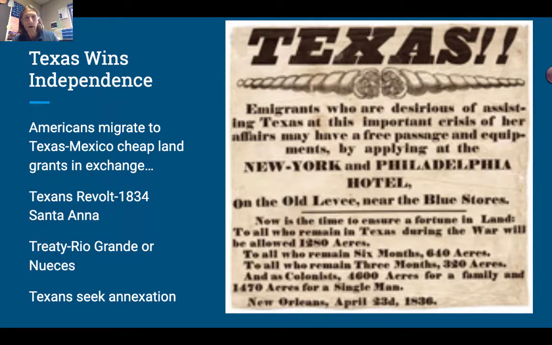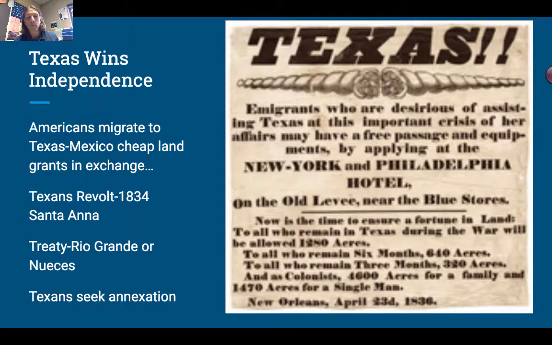Pretty soon, Americans are going to outnumber the Mexicans that live in Texas. And they're refusing to kind of go along with their agreement. They take the cheap land grants, but they really don't do any of the other things. What is eventually going to happen is Santa Anna is going to take over Mexico, and he is going to want to force them to live up to their agreements. Texans don't like it. They revolt in 1834, and then you have this war for Texan independence. They eventually win and get their independence, and they become the Republic of Texas.